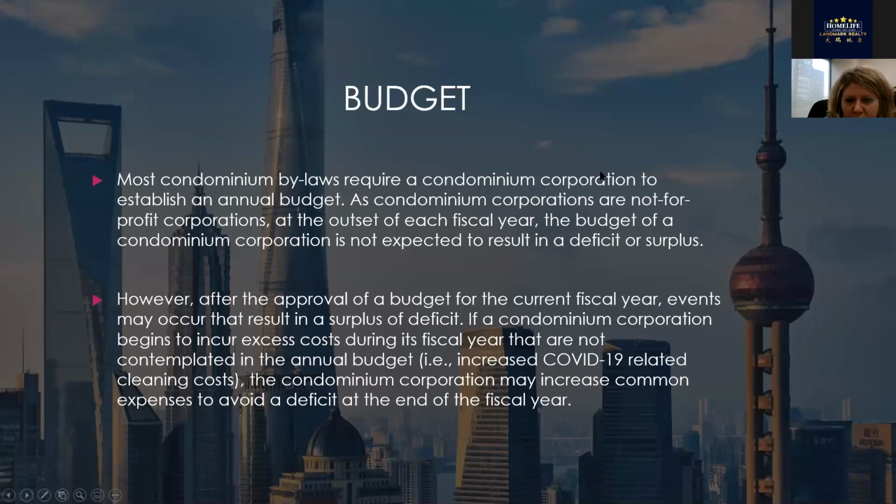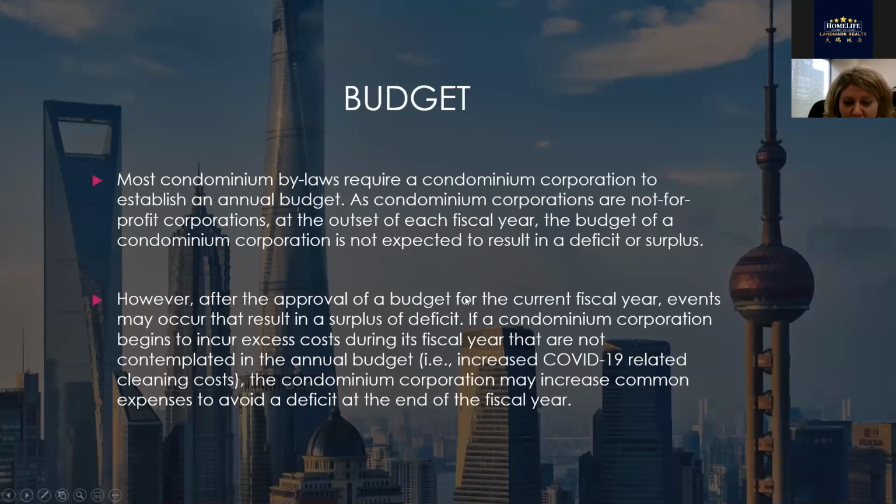A condominium must establish an annual budget. A condominium corporation is a not-for-profit organization, and its budget is not expected to result in a deficit or surplus. If you see a deficit or surplus in the status certificate, it's not good management of the company. So there is a warning in the status certificate if you are representing the buyer. But even if you're representing the seller, you have to warn them about the deficiencies in the status certificate.